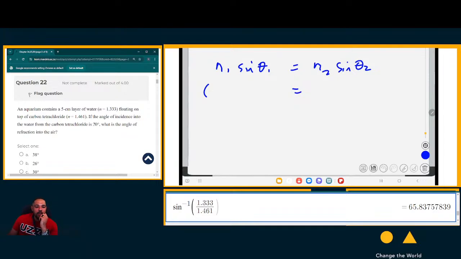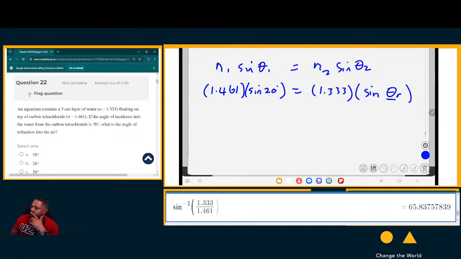N1 is that of carbon tetrachloride, which is 1,461 times the sine of 20 degrees. N2 is for water, so it is 1,33 times the sine for water. The angle of refractance for water is what we want. Remember, this angle then becomes the incidence angle between water and air.